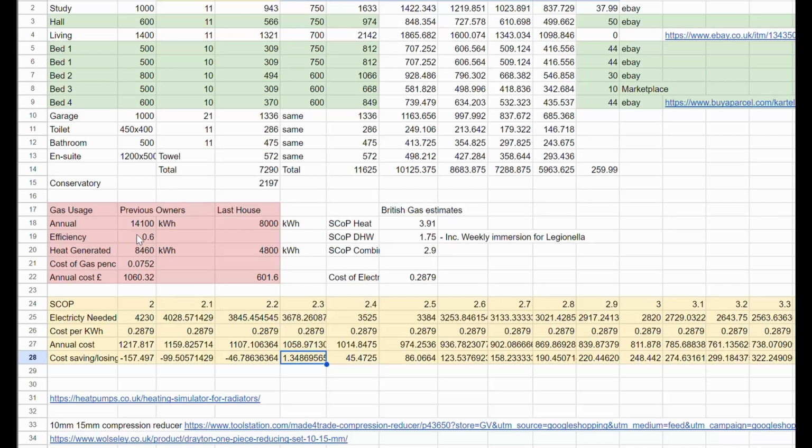That is basing on the 60% efficiency, and I have already updated to the new government energy cap prices. So we're on 7.52 pence per kilowatt hour of gas, and we are on 28.79 pence per kilowatt hour of electricity.